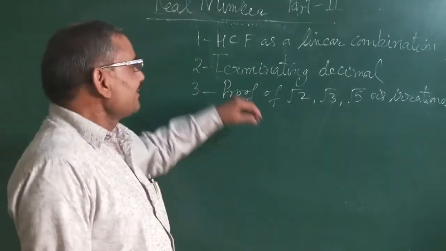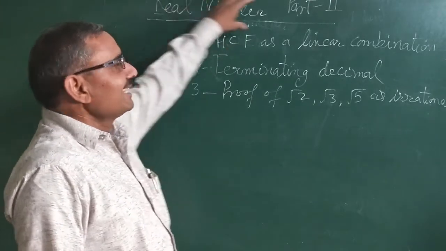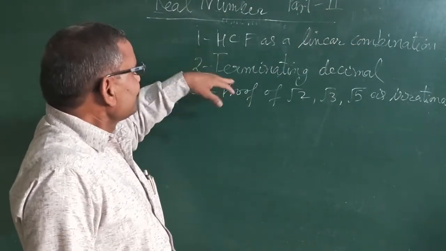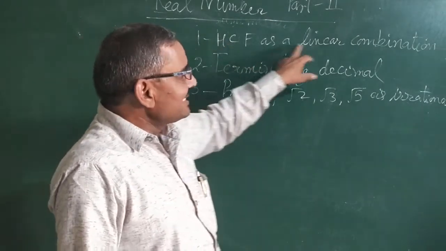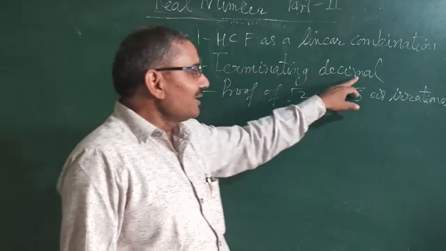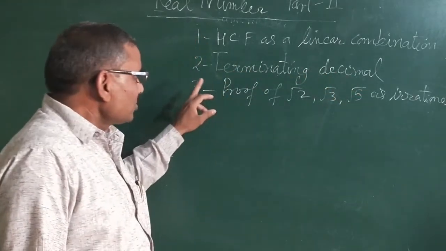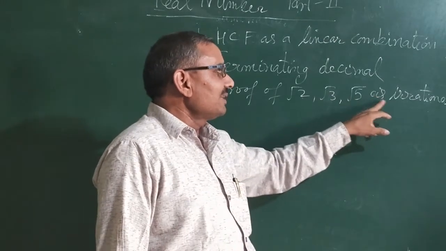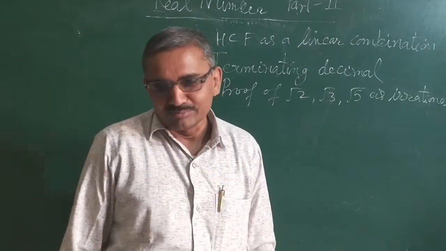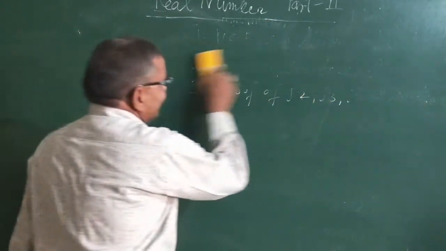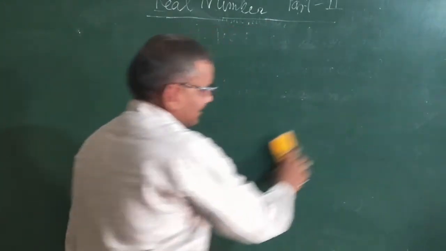In this lecture, we have to study about real numbers, part two. First, we study HCF as a linear combination. The second part is terminating decimals. The third part is the proof that root 2, root 3, and root 5 are irrational numbers. So first of all, we have to learn about the linear combination of HCF.